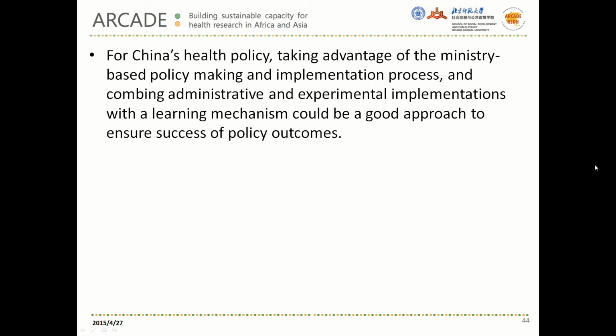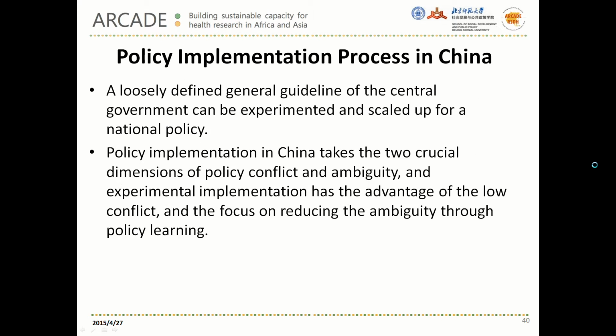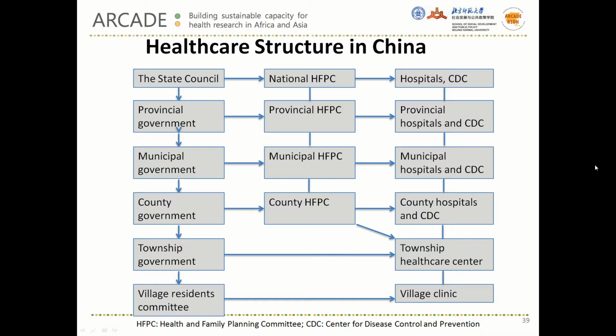For China's health policy, taking advantage of the ministry-based policy making and implementation process, and combining administrative and experimental implementations with a learning mechanism, can be a good approach to ensure the process. We show the chart of this way. You see, this is a really hierarchical system. So you can do the implementation and with the management of the system.